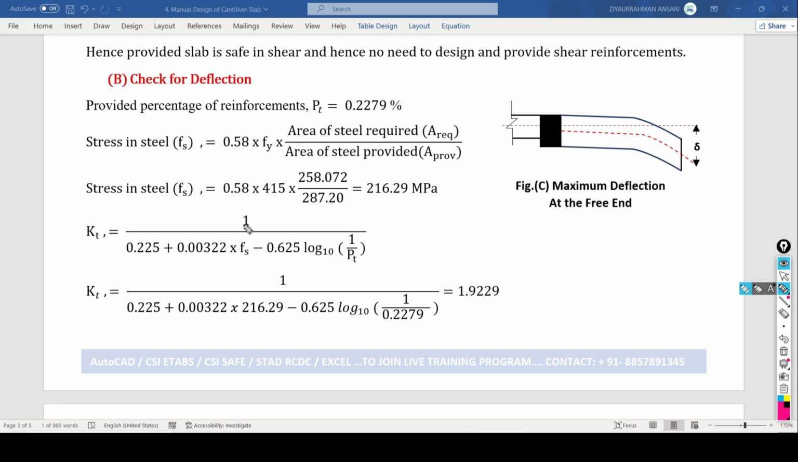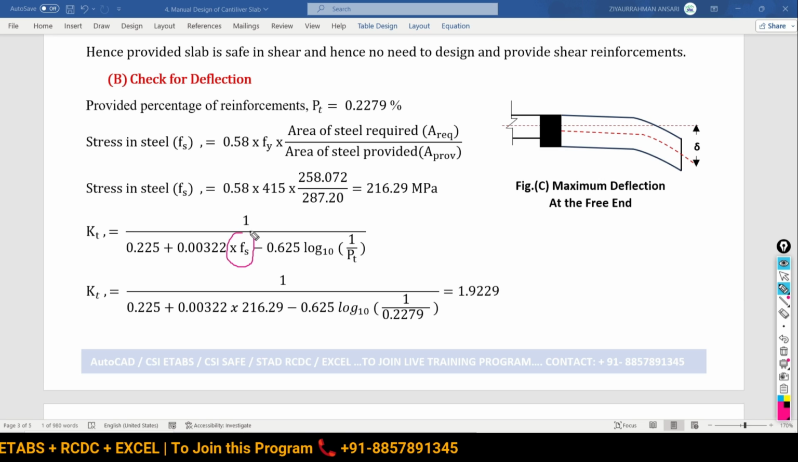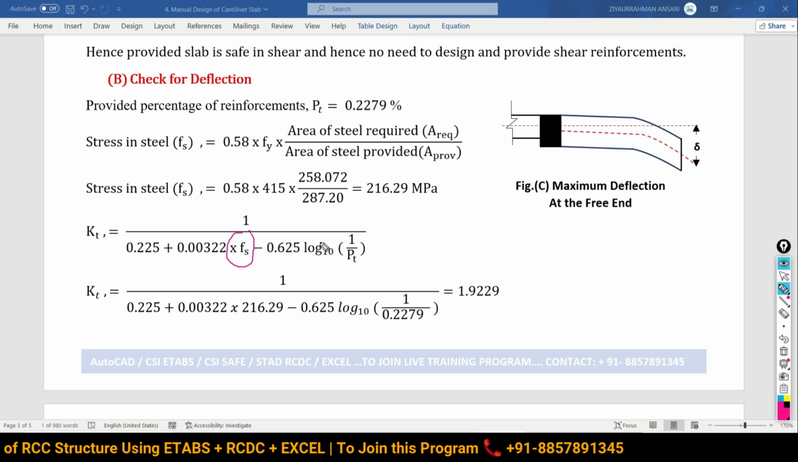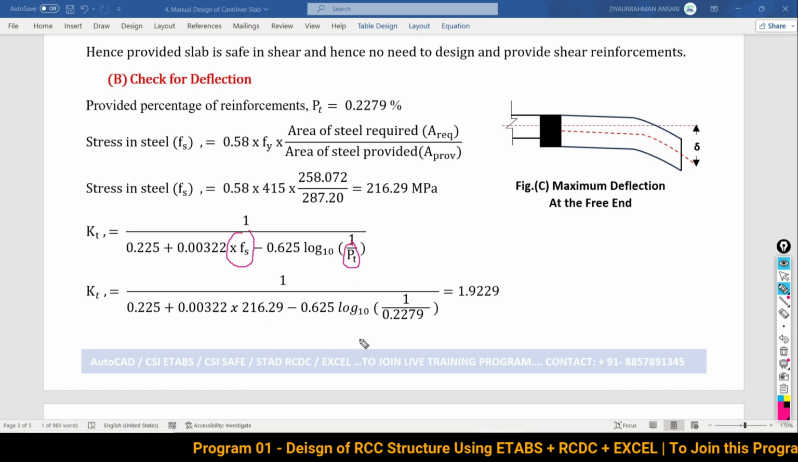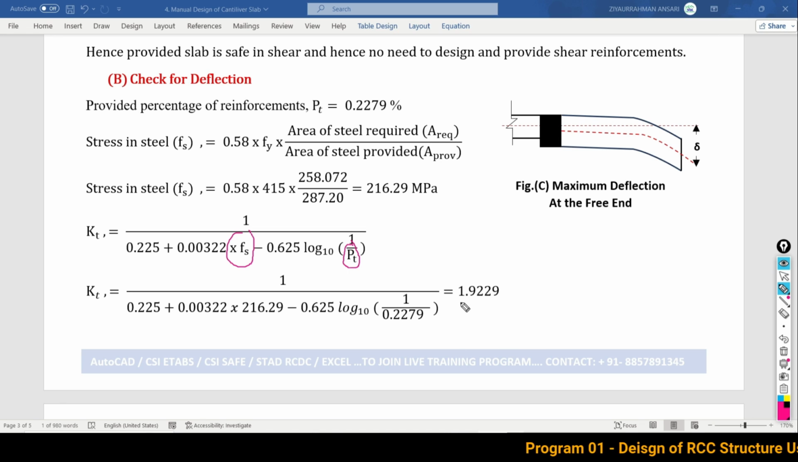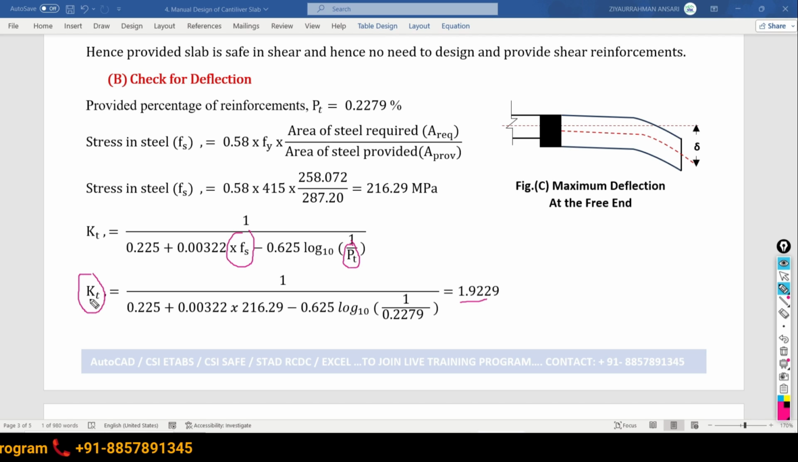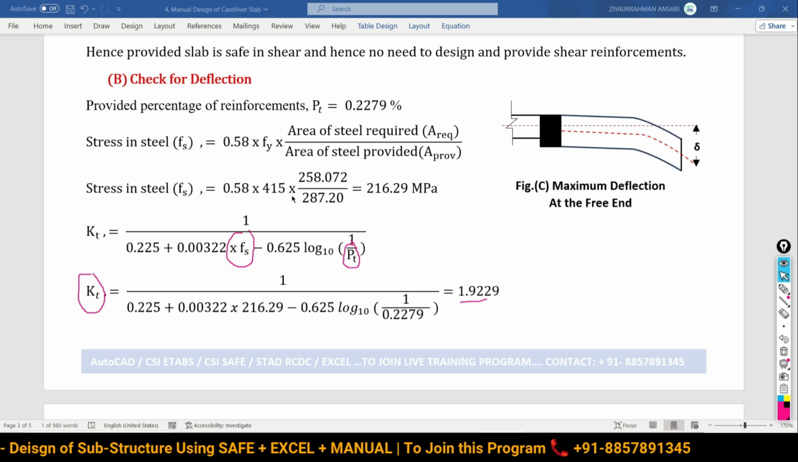So KT will equal 1 by 0.225 plus 0.3322, these are constant values, multiplied by stress in steel, minus 0.625 log base 10 of the inverse of the percentage of reinforcement provided. If you put in all these values, you get the modification factor as 1.9229. This is nothing but your modification factor for the tension reinforcement, 1.9229. Or otherwise you can go through the chart also.